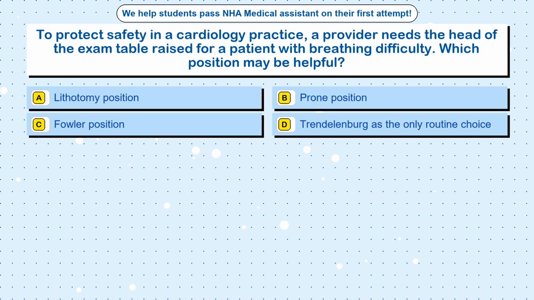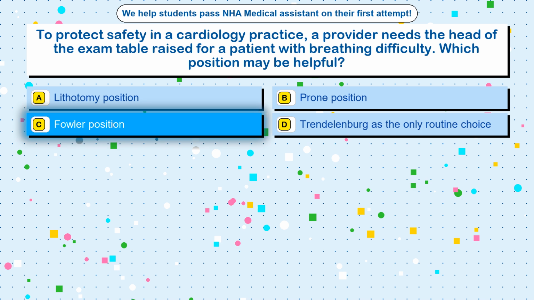Question 59. To protect safety in a cardiology practice, a provider needs the head of the exam table raised for a patient with breathing difficulty. Which position may be helpful? Option A. Lithotomy position. Option B. Prone position. Option C. Fowler position. Option D. Trendelenburg is the only routine choice. The correct answer is option C.